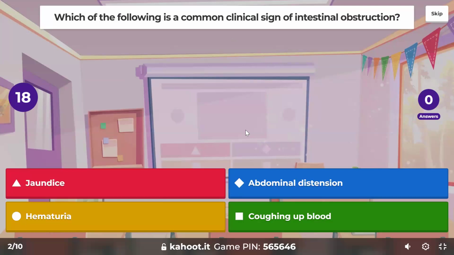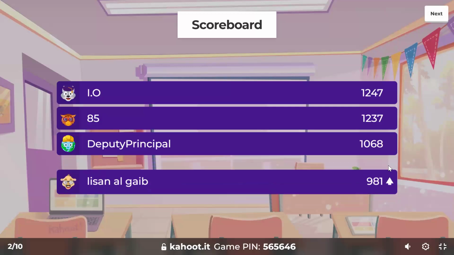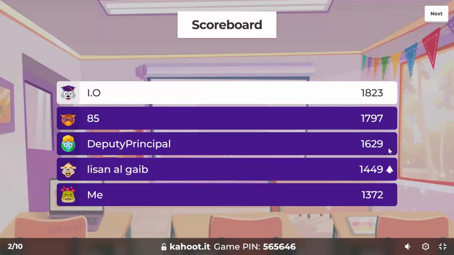Which of the following is a common clinical sign of intestinal obstruction? Is it jaundice? Is it abdominal distension? Is it hematuria or is it coughing up blood? Okay, all of us seem to have understood that point. Abdominal distension.